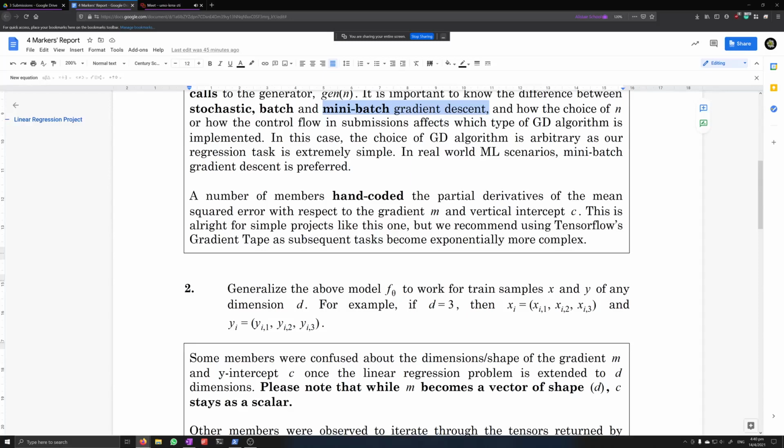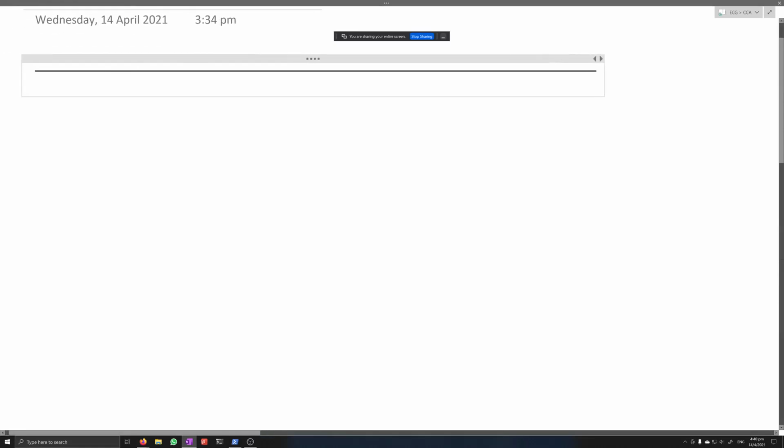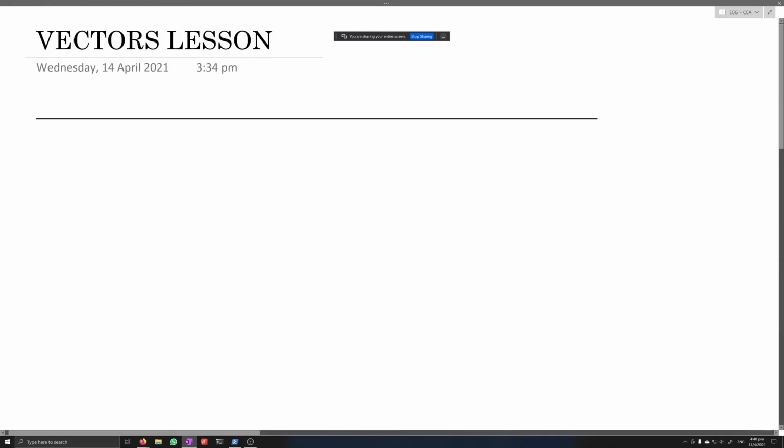We are only gonna cherry pick certain components of vectors because these vector concepts will be very relevant for the linear classifier that Itin is going to teach you guys on Friday.